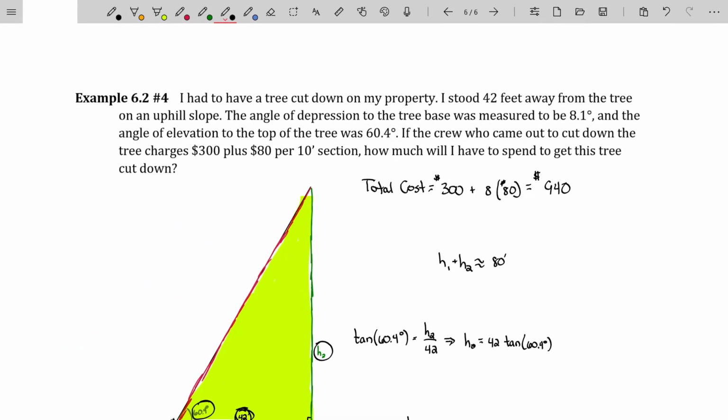So that's a review of right triangle applications.